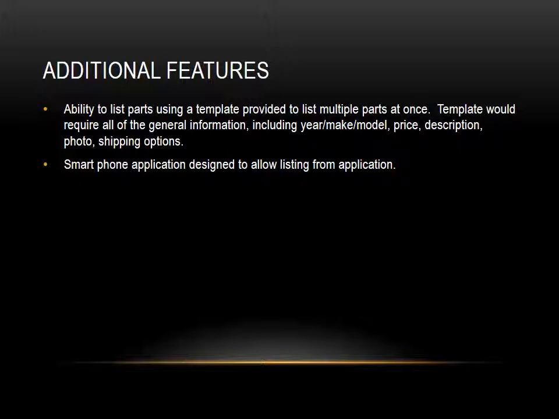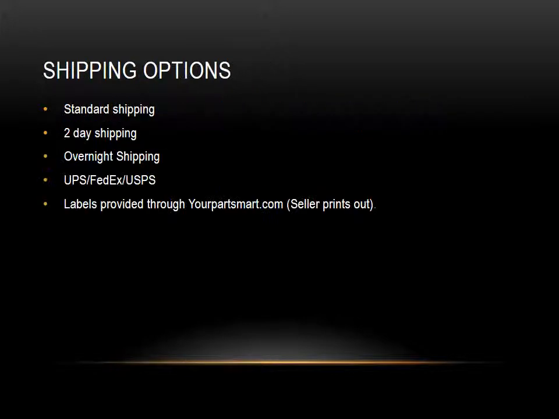I also did want to point out that we could do smartphone listing for sellers that do have a monthly subscription as well. And shipping options would be standard. You would have your standard shipping, 2-day, overnight, by UPS, FedEx, or USPS, depending on the size and weight of the part. And the shipping labels would be provided by yourpartsmart.com, similar to Amazon.